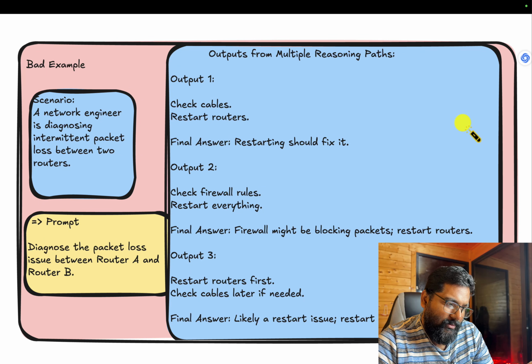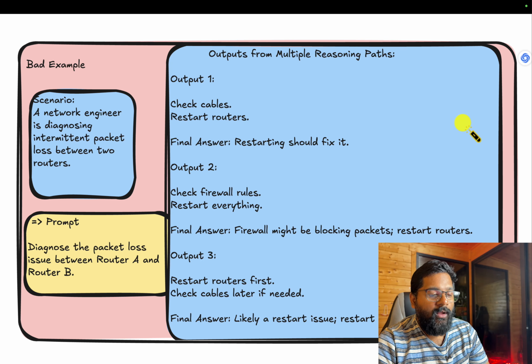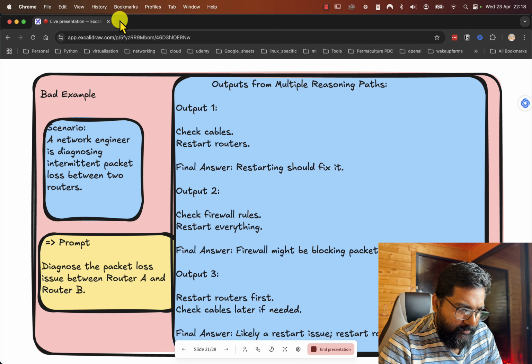Bad example: a network engineer is diagnosing intermittent packet loss between 2 routers. Diagnose the packet loss issue between router and router. There is no step-by-step, there is no reasoning, nothing of the sort mentioned here, so it gives us a very generic answer. Now, let's try to see this one in Gemini.